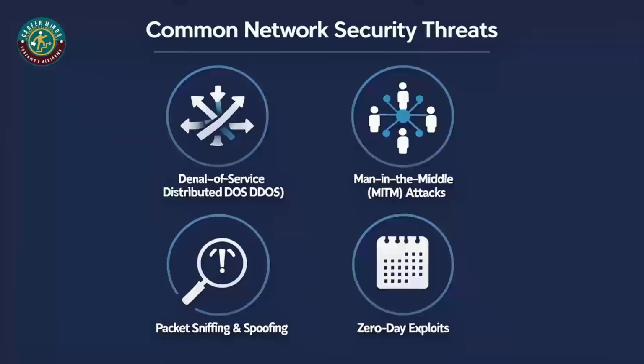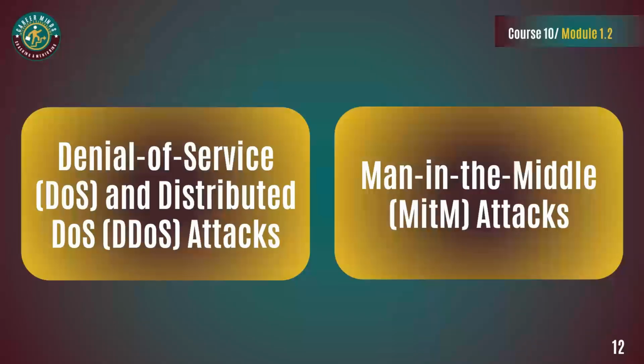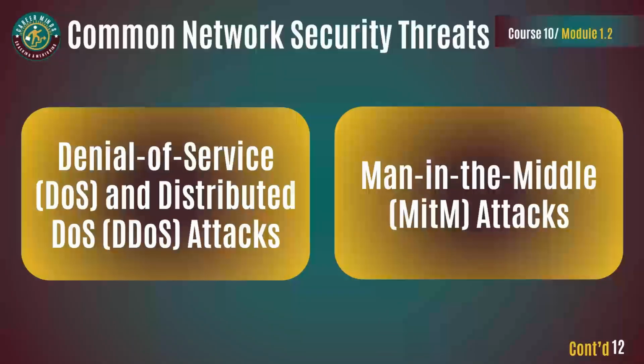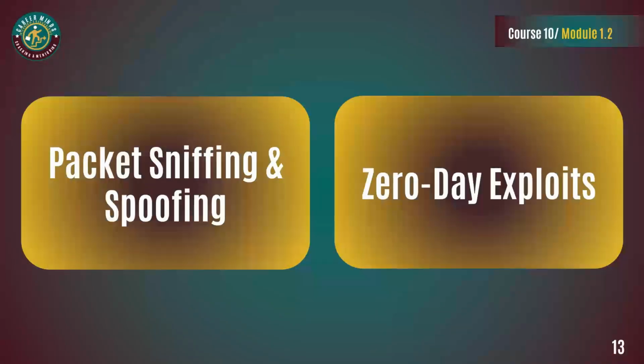So let's examine the digital boogeymen, which are the common network security threats. The very first one we look at is DoS or DDoS attacks. These overload your network so that legitimate users can't access it. It's like jamming up a road with fake traffic. And then we have man-in-the-middle attacks. This is like someone listening in on a private conversation and altering messages in real time. Another one is packet sniffing and spoofing.